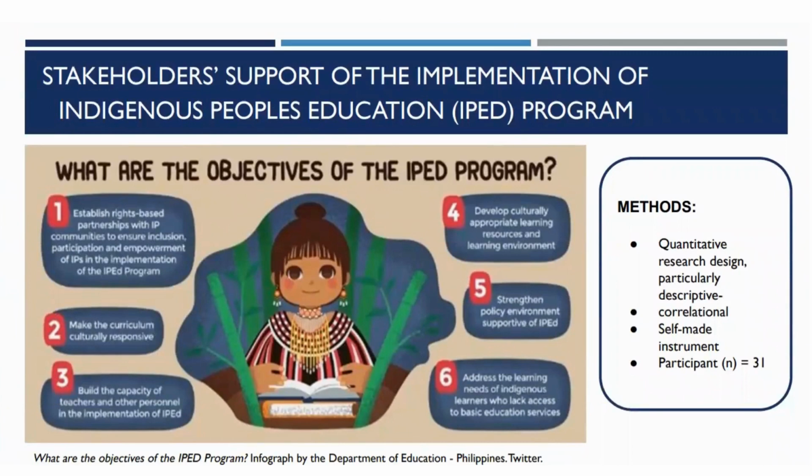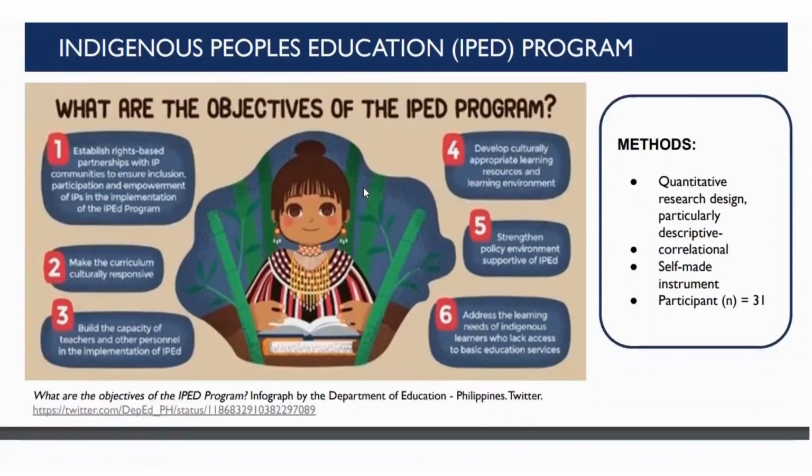So the method was a quantitative research study, particularly descriptive correlational, and they used a self-made instrument. They did ask 75 people or respondents to respond. However, the number of participants is going to be 31. And this study was conducted in Kidapawan City Division for the school year of 2020-2021. And again, this study made use of a quantitative research design, particularly descriptive correlation.